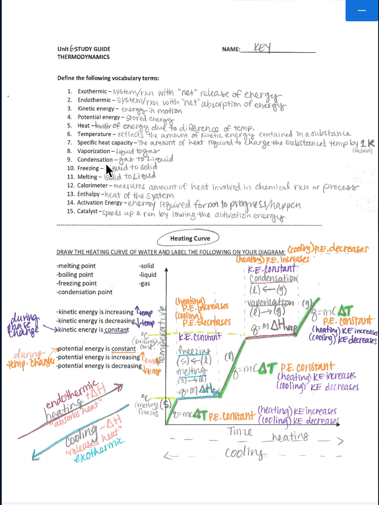Okay, vaporization, condensation, freezing, melting, those are all just states of matter, like phase changes. Calorimeter. This measures the amount of heat involved in a chemical reaction or a process. Okay, so a calorimeter is literally an actual setup.